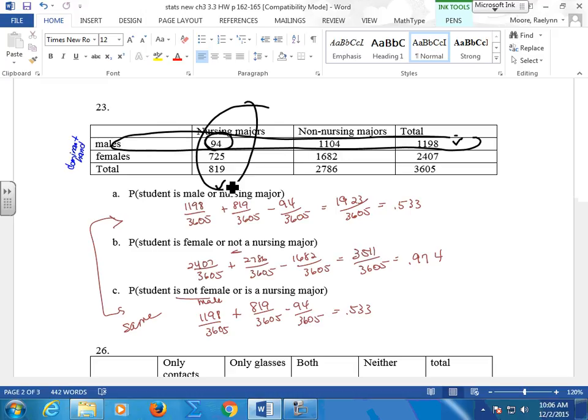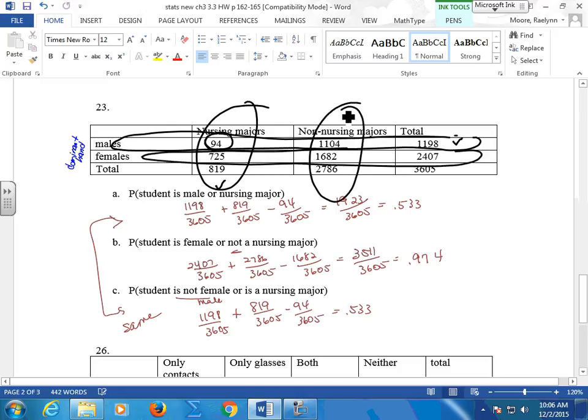A student who is a female and not a nursing major, there's your non-nursing majors. Here's your females. Here's your non-nursing majors. You can clearly see this one is your overlap. So subtract it out. They all use the same denominators.